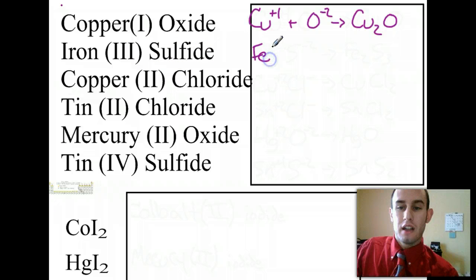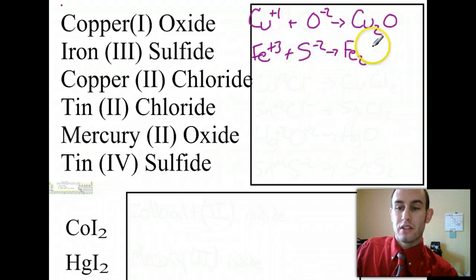Let's try this one, iron(III) sulfide. This is Fe, and this is going to be a plus 3. And then sulfur, which is a -2 as well. If you don't know that, look on the periodic table. The group number will tell you its typical charge. Crisscross method, the 2 goes down here on the Fe, so it becomes Fe2. The 3 comes down here on the S, so it becomes S3.